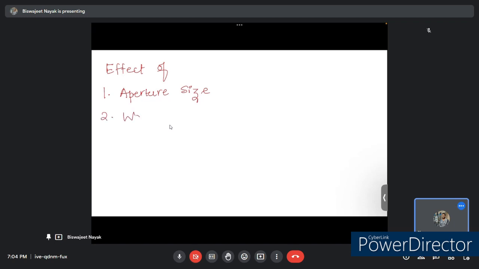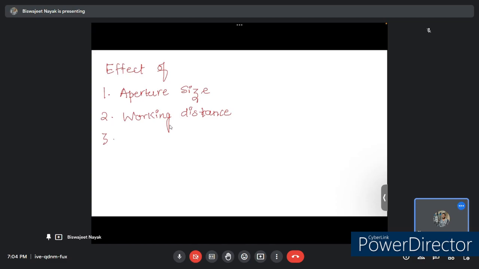Then working distance. Again we need a proper working distance so that we can get an optimum spot size. Like if we increase the working distance, then we have seen the spot size being increased because of decrease in the convergence angle, and that degrades the resolution. So we need to optimize this working distance as well.